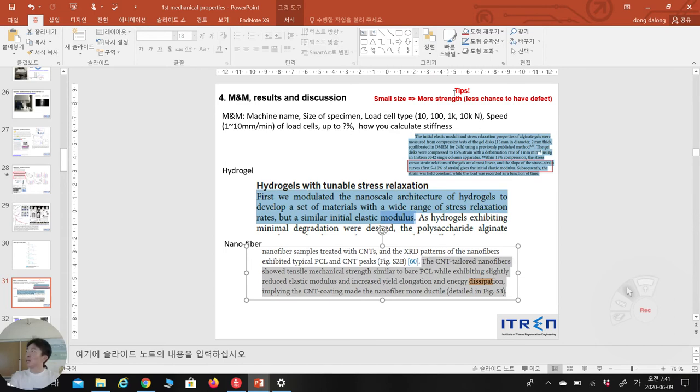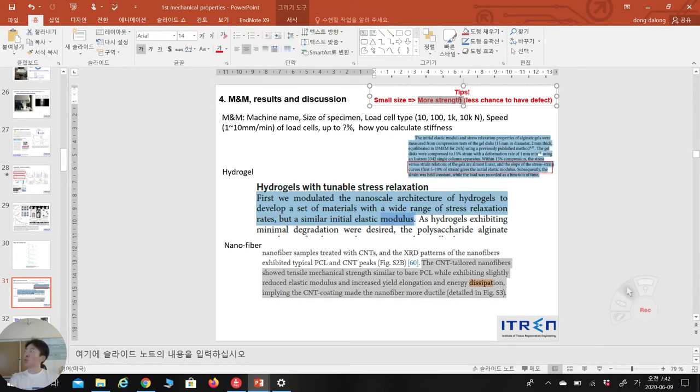And then another tip. If you want to make higher strength, when you make it at a small size, you can get more strength. Yeah, this is another tip. This is theoretical. For example, if you make the same material bigger, there is more chance to have pore defects without your intention. In that case, you can get very low strength. But if you make the sample at a smaller size, there is less chance to have defects, so you can get higher strength. So this is one tip.